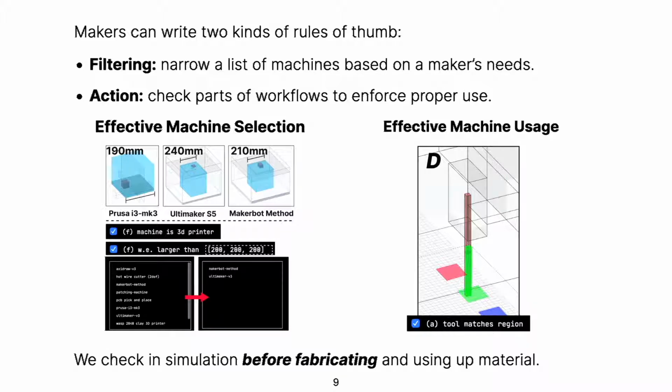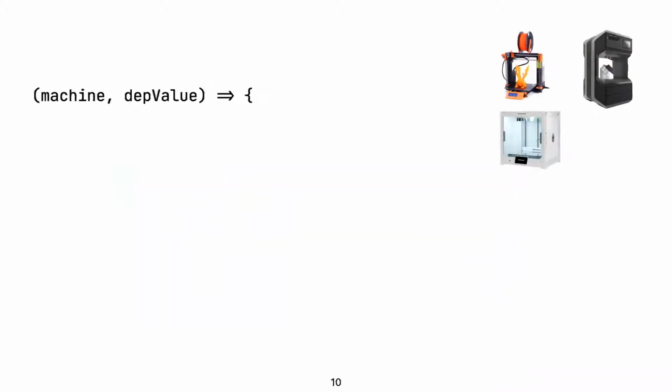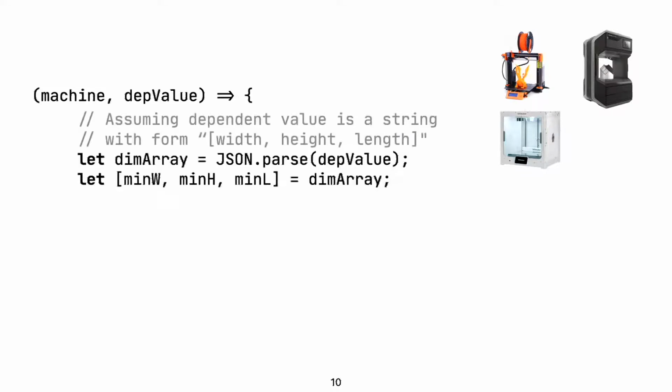errors mean wasted material. And so here's a reference implementation for filtering a machine based on, is it large enough to print a given model? And this implementation is in JavaScript. So any filtering rule of thumb is a function that takes a machine and possibly a value entered by the maker through the user interface called depth value here. And so in this example, we would first parse the input just to get as numbers the minimum height, width, and length of a model.